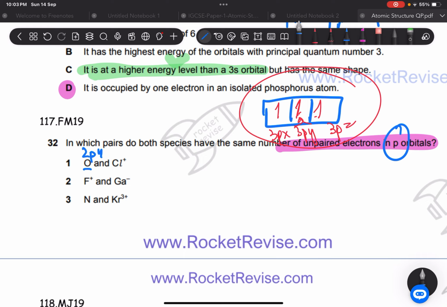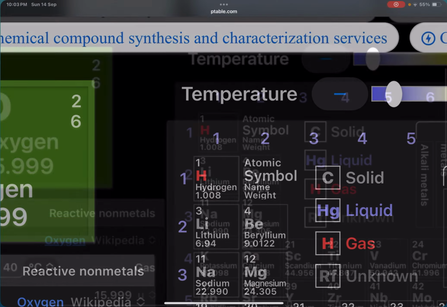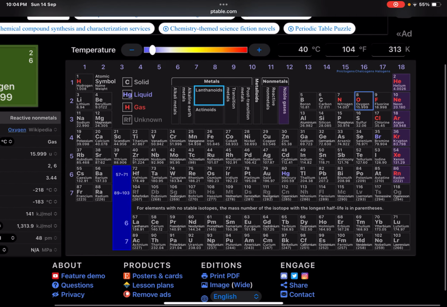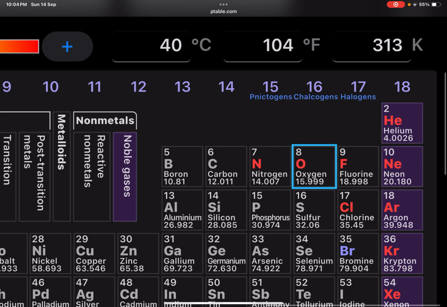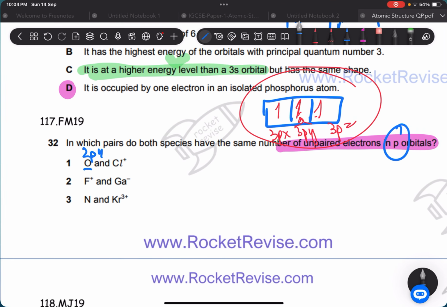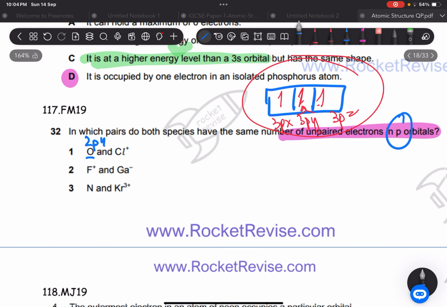And Cl+. So first we're going to find out for Cl, and then we're going to take one out. So Cl is 3p 1 2 3 4 5, 3p5. So Cl is going to be 3p5, but you take out 1 electron, so it's going to become 3p4. So they have the same number of unpaired electrons because this is 2p4 and this is 3p4.